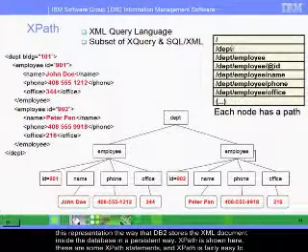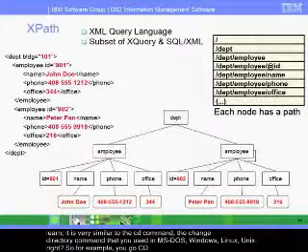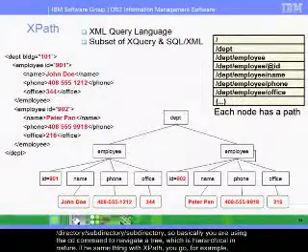XPath is shown here. These are some XPath statements, and XPath is fairly easy to learn. It is very similar to the cd command, the change directory command that you use in MS-DOS, Windows, Linux, Unix, right? So for example, you get cd directory, subdirectory, subdirectory. So basically you are using the cd command to navigate a tree, which is hierarchical in nature. The same thing with XPath.